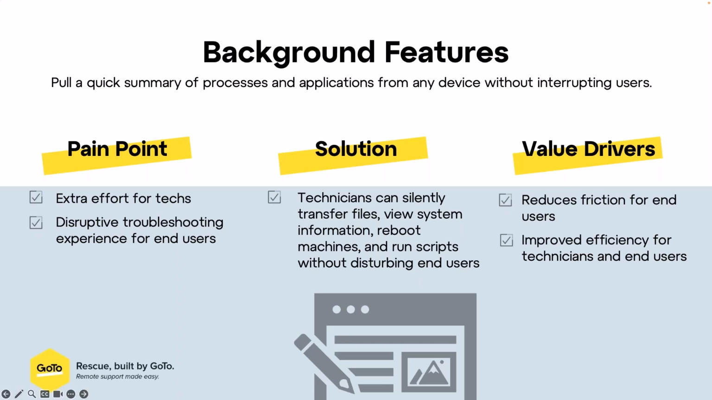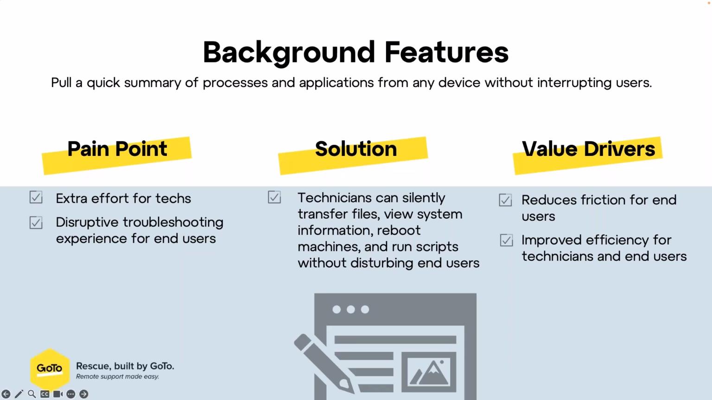So the solution here would be to leverage background access to accomplish things like silently transferring files, viewing system information, rebooting machines and automatically reconnecting, and running scripts without having to disrupt an end user while you're automating a process. So the whole idea here is to reduce friction for those end users, right? They can continue working while maybe you're running a script in the background or transferring a file, and it's improved efficiency for both the technicians and the end users in that aspect. So the whole idea here is to increase efficiency and to reduce friction.